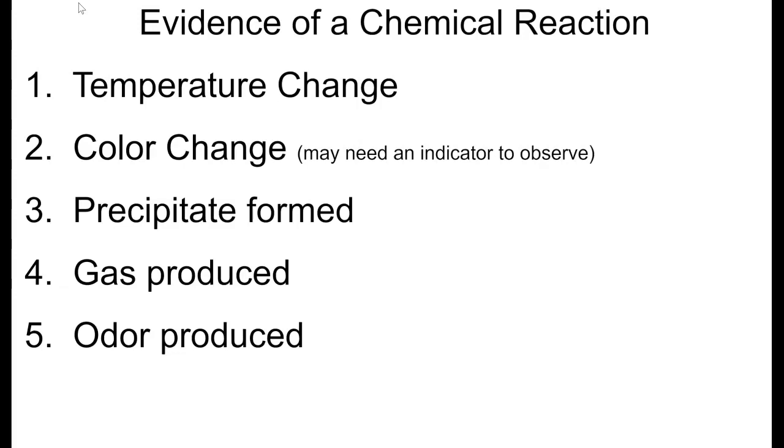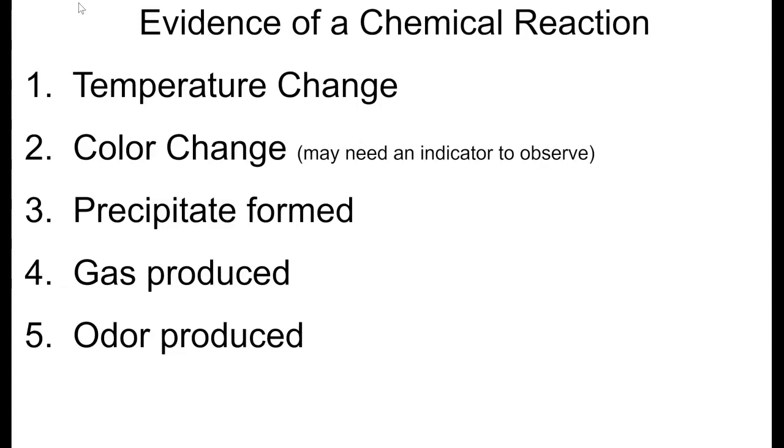So in order for us to determine that a chemical reaction has taken place, one of these 5 things or a combination of these 5 things would be evident. Temperature change, so getting warmer or cooler. A color change. Sometimes you can see that right out, and sometimes it takes an indicator to observe that. We'll see what an indicator is in a lab later on in this unit.